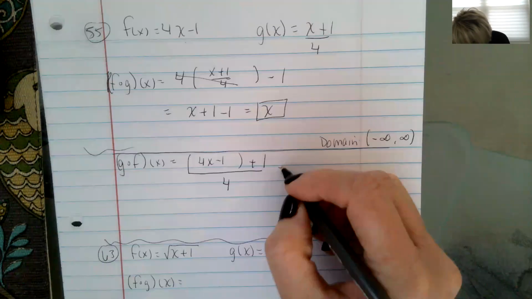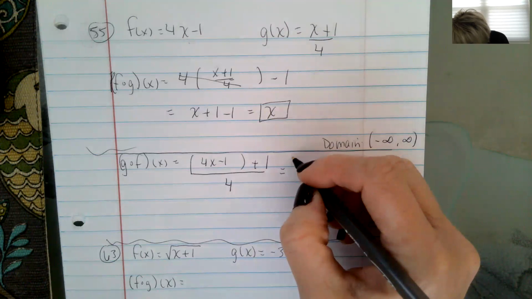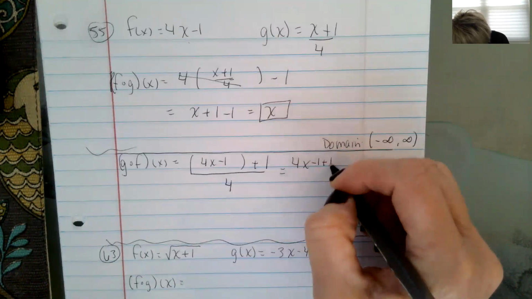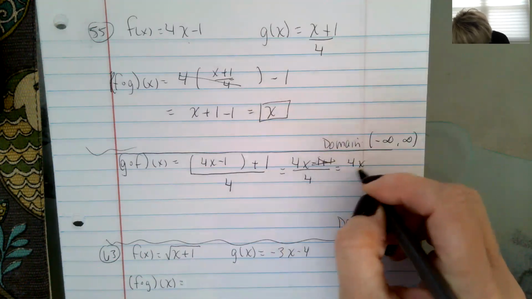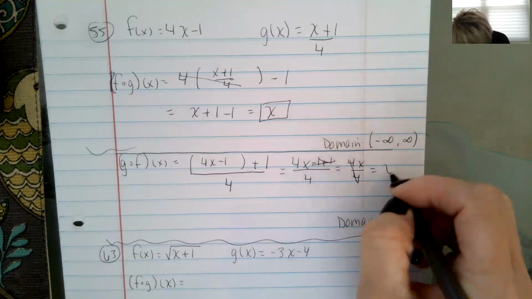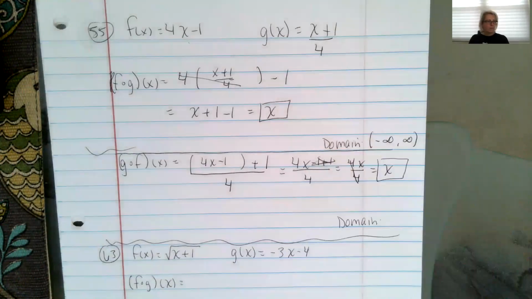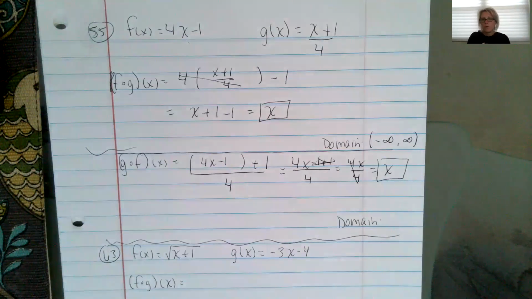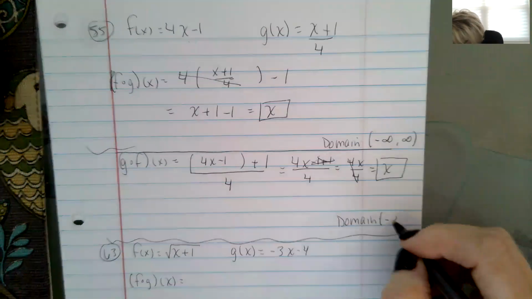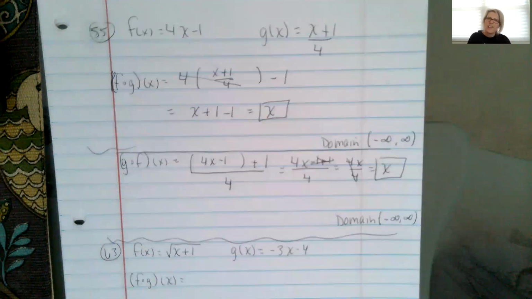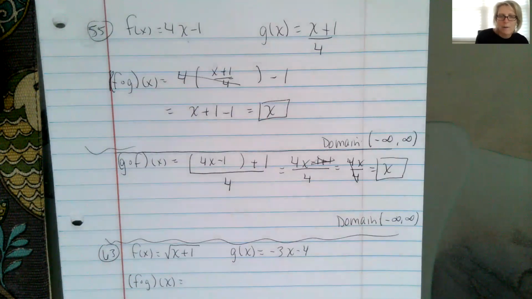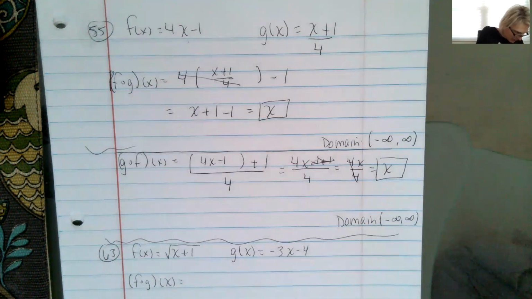And now I'm going to simplify as best I can. And so I have 4x minus 1 plus 1 over 4. So those cancel. I'm left with 4x over 4, and those cancel, and we get x. Well, that's cool, because that also has all real numbers as the domain, and they both compose with each other to make x. Very special case, very special case.